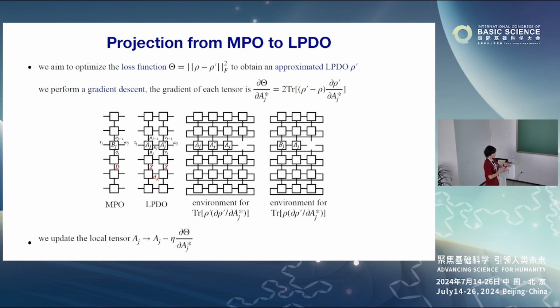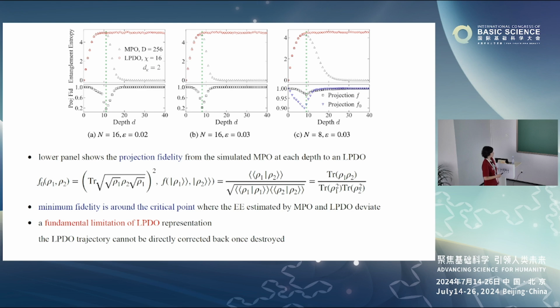We can first get the MPO and then project it to approximate the LPDO. So we can optimize this loss function, which comes from the MPO simulation and from the LPDO, which is similar to the MPO. We can use some optimization schemes based on gradient descent on the local tensors like this. And here we show the results.